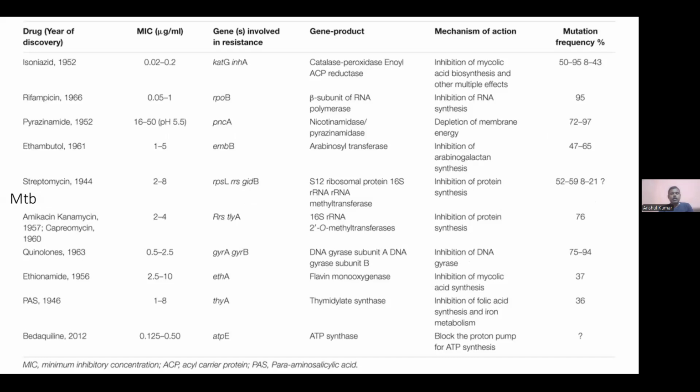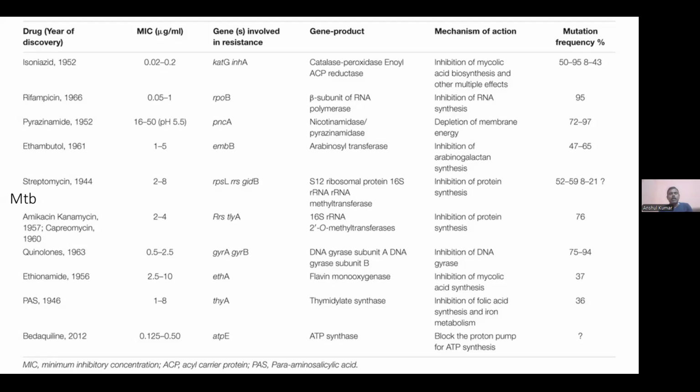So if we summarize here, you can see that different drugs were discovered, and which genes were involved in resistance. Isoniazid was discovered in 1952, and the minimum inhibitory concentration was 0.02 to 0.2. The genes involved in resistance are CATG and INHA, and the gene products are catalase peroxidase and enoyl ACP reductase.